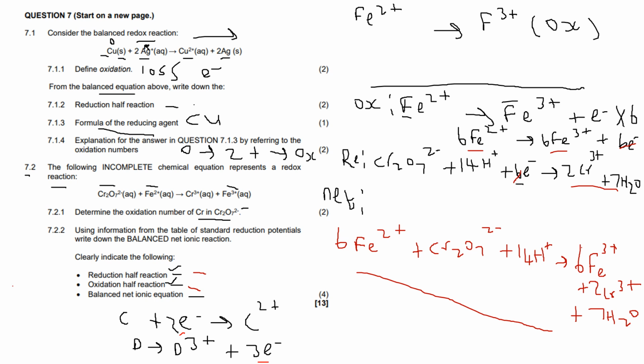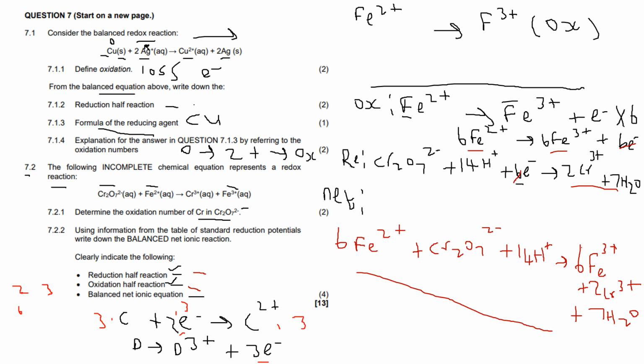If you've got 2 and 3, the LCM of 2 and 3 is 6. So we need to make them all become 6 electrons. If I've got 2, how do I make them 6? I can multiply everything by 3 to make them 6. So I'll multiply this one by 3, this one also by 3. The aim is to make them 6.